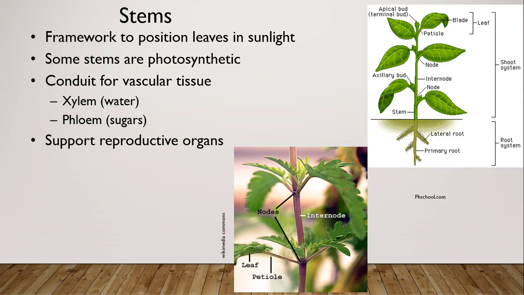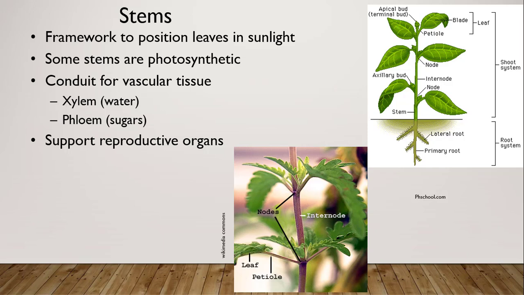Some stems are actually photosynthetic, and that's one of the advantages that Scotch broom has as an invasive plant, because it is deciduous, but it will continue to photosynthesize over the winter when it doesn't have leaves. This is where your vascular tissue is. The xylem, which carries water, phloem that carries sugars. This is also where your reproductive organs are.